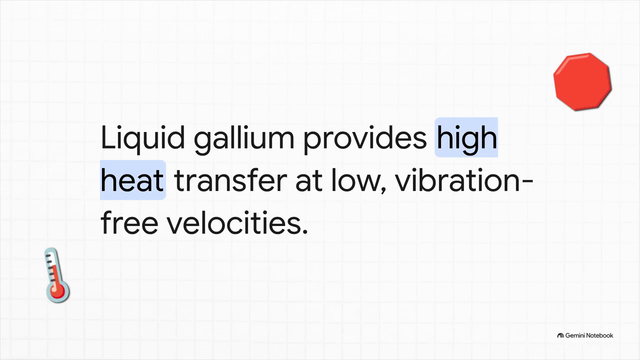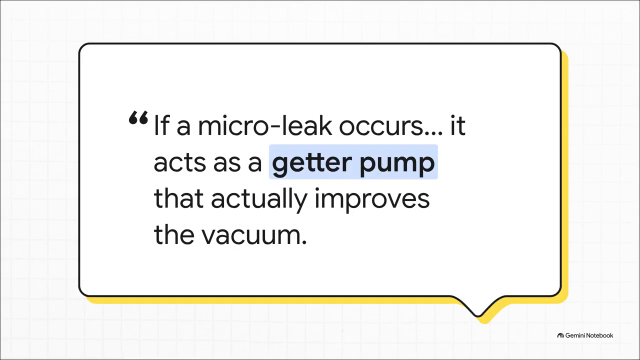The fix? Liquid gallium. It's a dense, heavy metal with incredible thermal conductivity. You can pump liquid gallium at a slow, lazy, vibration-free pace, and it will still pull enough heat away to keep your X-ray beamline flawlessly stable and chilled. But wait, it gets better. This leads to what I think is the ultimate engineering hack.